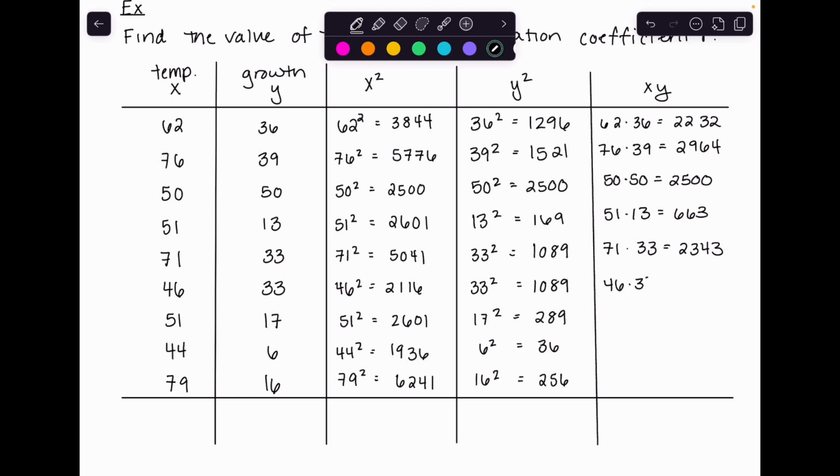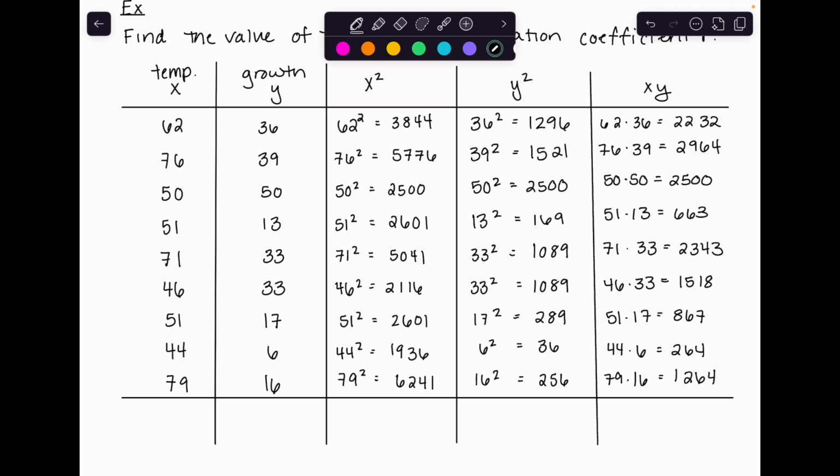46 times 33, 1,518. 51 times 17 is next, which is 867. 44 times 6 is 264. And 79 times 16 is 1,264.